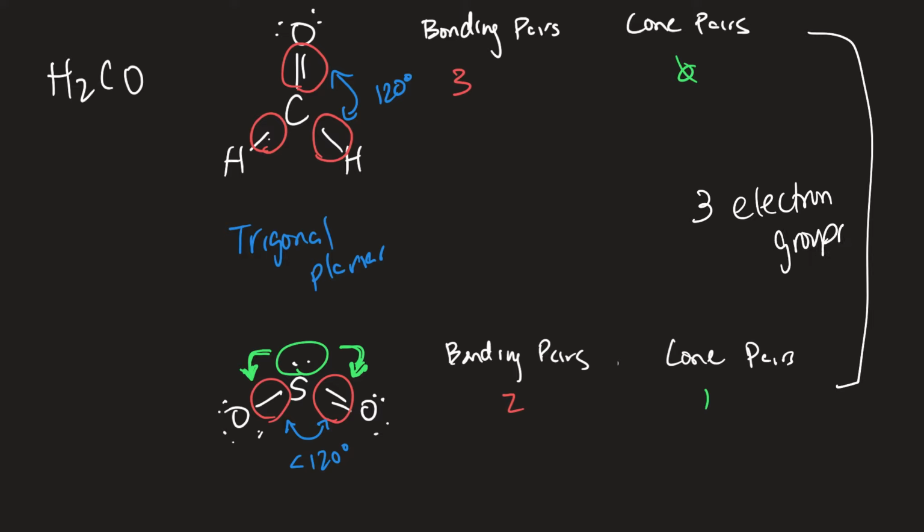Because they're both 3 electron groups, when we think about the bond angles, they all have bond angles of about 120 degrees. If it's no lone pairs, the bond angle is 120 degrees. If you have a lone pair, then the bond angle will be less than 120 degrees. So it's like a derivative of trigonal planar.